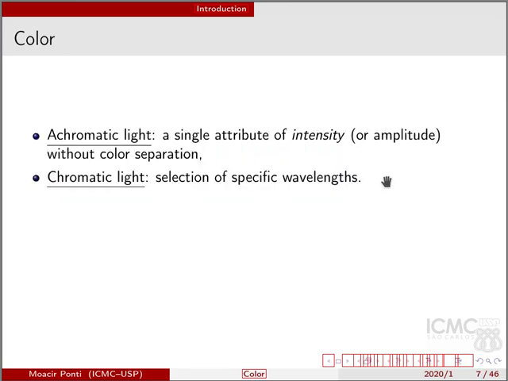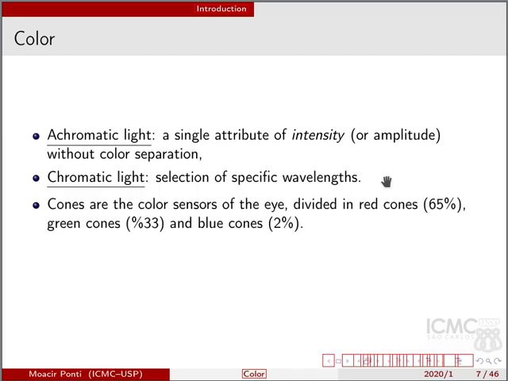We can have color that we call achromatic light. In this case, it is a single attribute of intensity without color separation. This is also called amplitude, and in this case the light doesn't contain any color or distinguished color, while the chromatic light is a selection of specific wavelengths that compose a color.